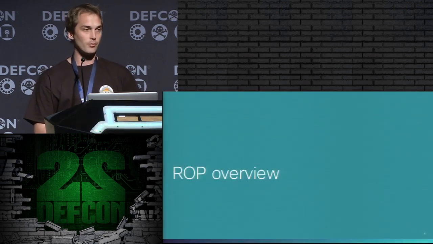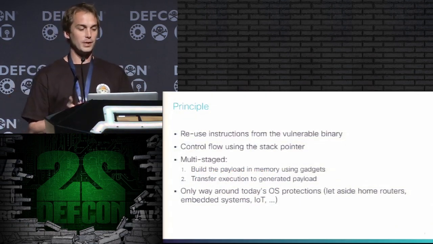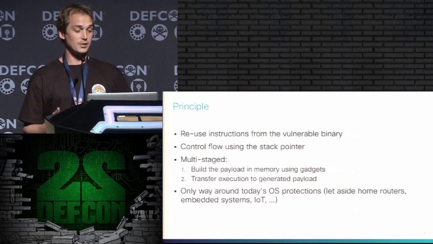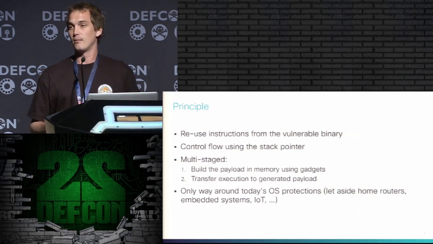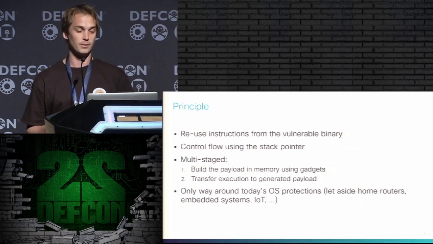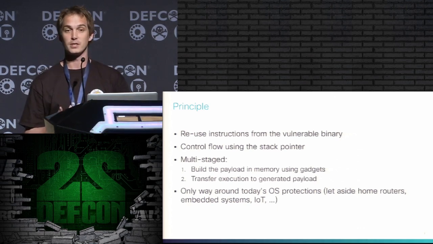So coming back to my ROP overview, we know that we want to reuse instructions from the target binary in order to bypass ASLR and XOR W. Why we use ROP is just that we don't have a choice. The memory protections have got much better, we can't do without it, and so we use it. The level of complexity is much higher, so if we could avoid it, it would be nice, but we can't. It maintains control flow using the stack pointer and not the instruction pointer.